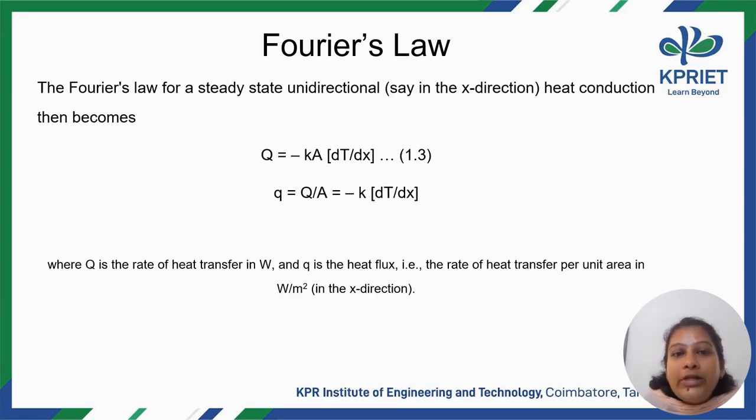Now, Fourier's law can be rearranged to give the heat flux. What is flux? The flow of any physical quantity with respect to area is normally called flux. Here, the flow of physical quantity is nothing but heat. So the rate of heat transfer with respect to area is given by the heat flux, that is small q. Small q is equal to the heat transfer rate divided by area. The unit of heat flux is watt per meter squared.